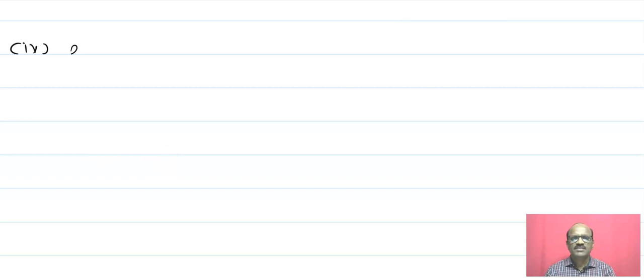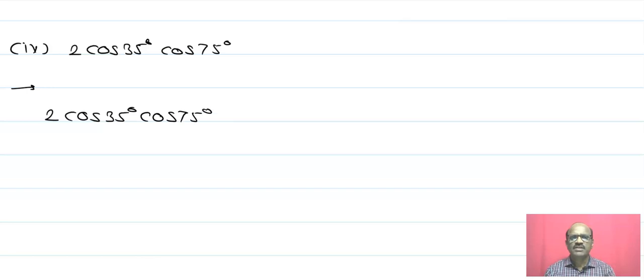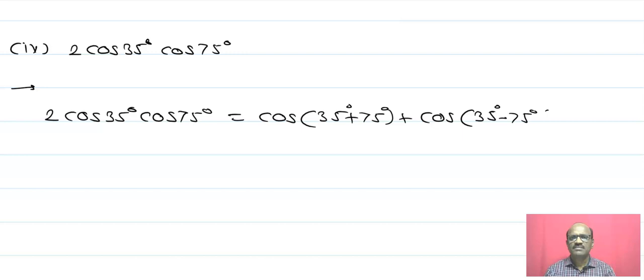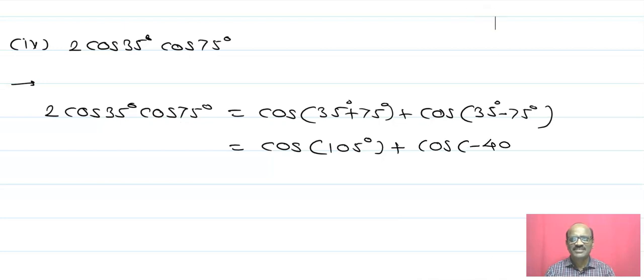Therefore, next is 2 times cos of 35 into cos of 75. 2 times cos of 35, cos of 75 is equal to cos of A plus B. Means what? Cos of 35 plus 75 plus cos of 35 minus 75. And 35 plus 75, I make small addition of these two. That is 110, but I wrote there 105 by mistake, I am changing it.